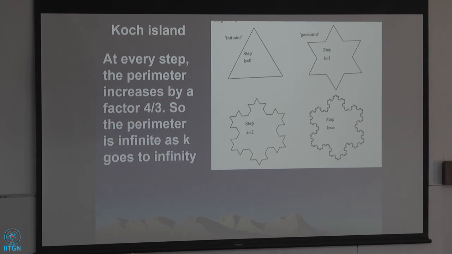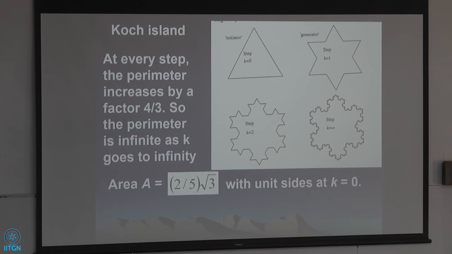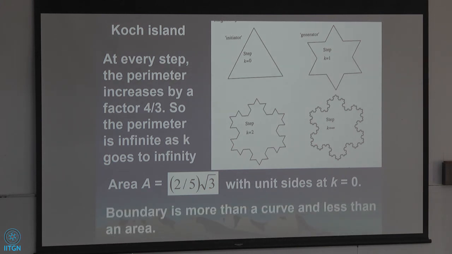So, that is not the curve that we commonly encounter in geometry. A closed curve must enclose a finite area, and the length of the closed curve is also finite. But here this curve is funny: it is continuous everywhere, but differentiable nowhere. And the area with unit side at k equal to 0 will finally be very much finite, whereas the perimeter is infinity, and that is known as Koch Island. So, boundary is more than a curve and less than an area.